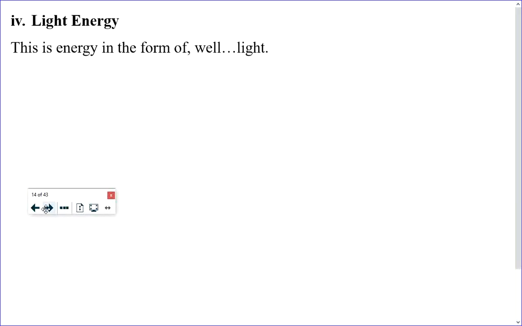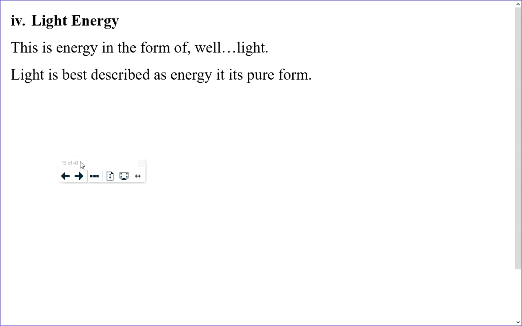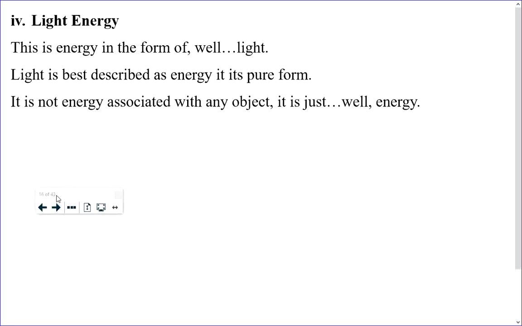And one last form of energy, which is light energy or electromagnetic energy. This energy is in the form of light. It's hard to imagine, but light has no substance. There's no mass. It's just pure energy. So light is best described as energy in its pure form. It is not energy associated with any object. It is simply energy.